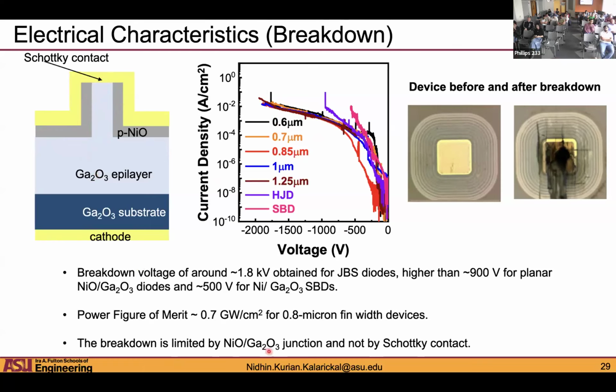Okay. And in terms of the figure of merit, if you convert the on resistance and the breakdown voltage into a figure of merit, we get roughly 0.7 gigawatt per centimeter square. Again, this is not a world record number, but this is in the right direction as far as we are concerned, particularly considering that we also get lower turn-on voltages.